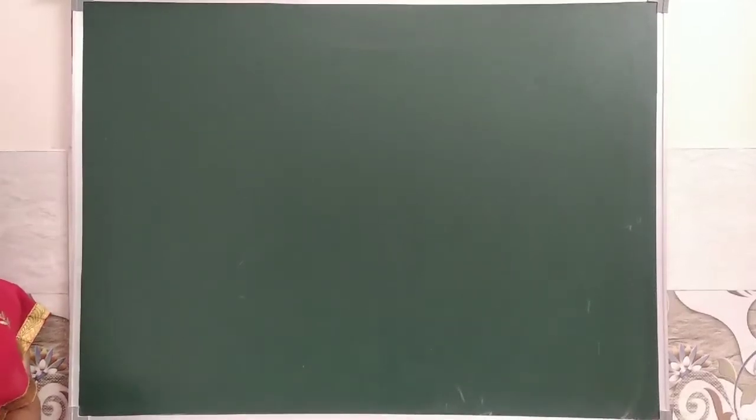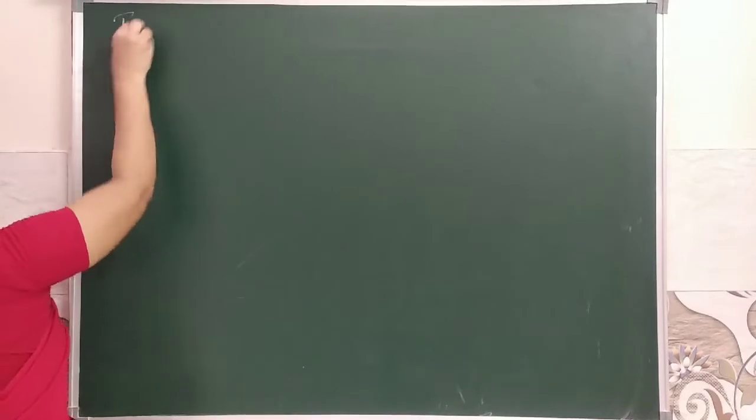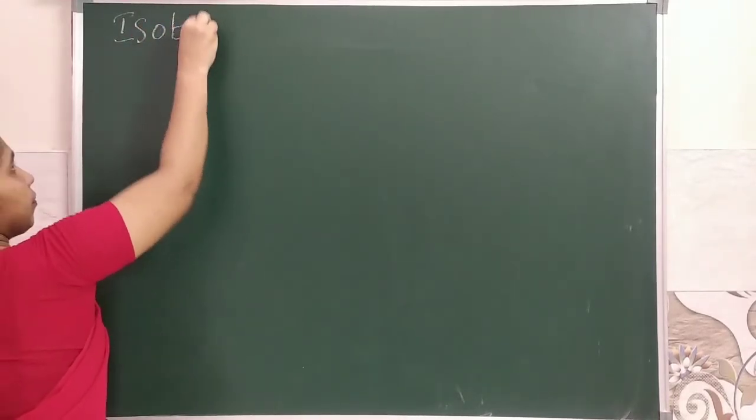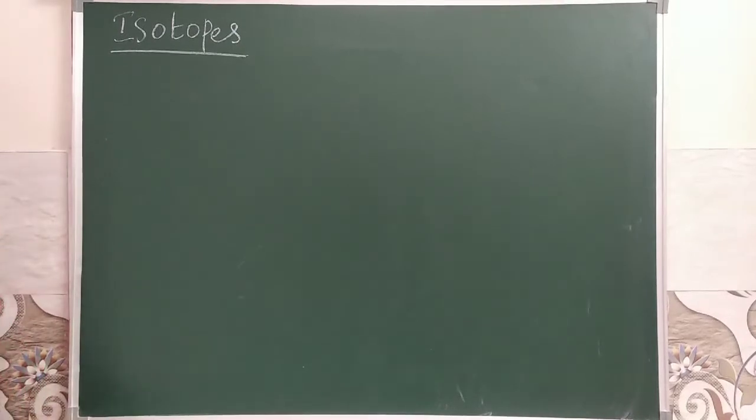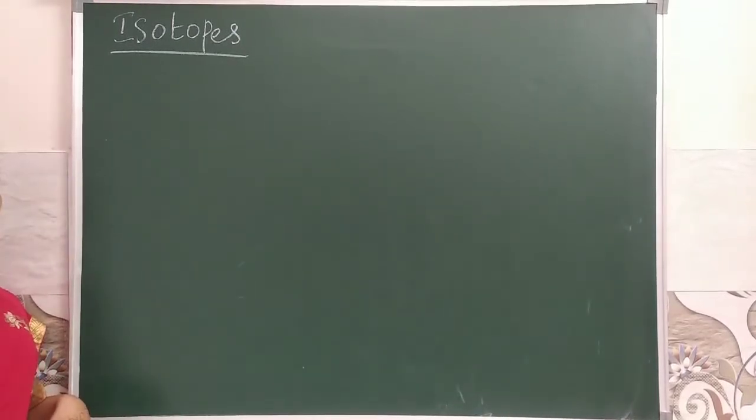Students, today we are going to discuss isotopes. In the last video, we discussed the position of hydrogen in the periodic table, and why hydrogen is placed along with alkali metals in group 1. Today's topic is isotopes.